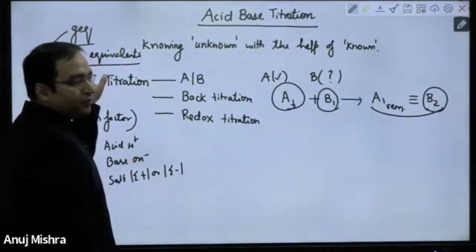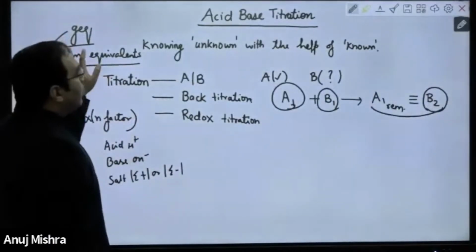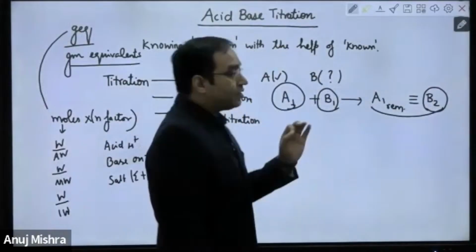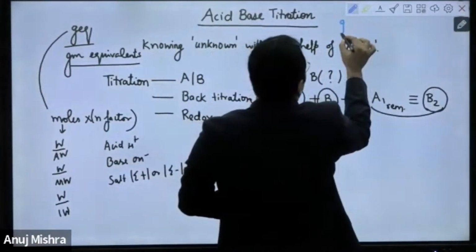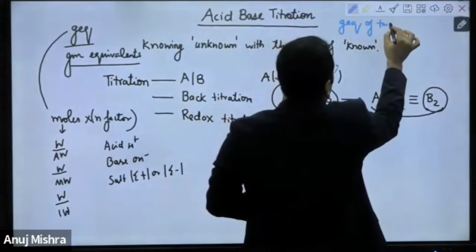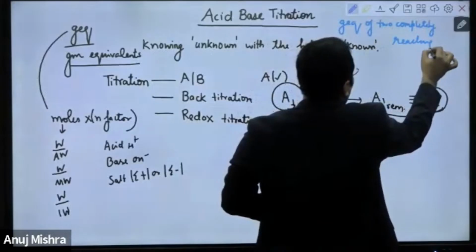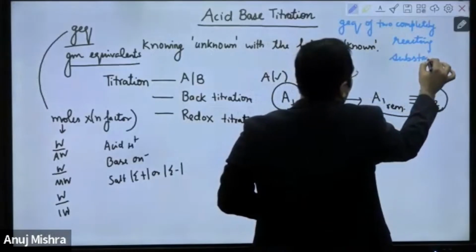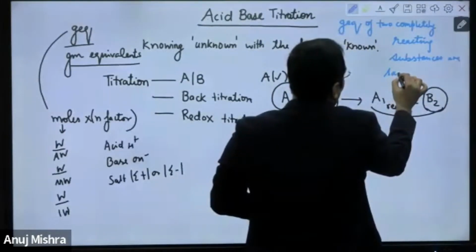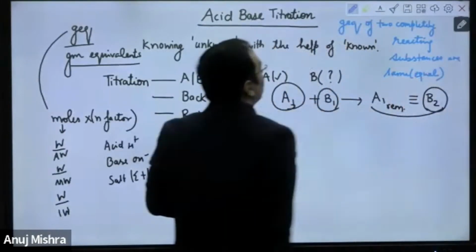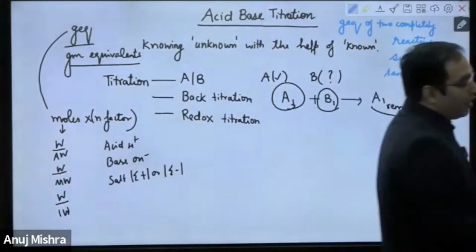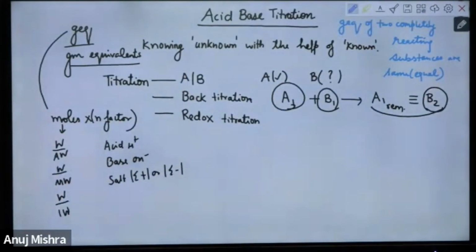So you multiply moles into n factor, and this will be gram equivalents. And gram equivalents of two reacting things are always the same. Just write on the slide: gram equivalents of two completely reacting substances are same or equal. This is basically the rule. The name itself is gram equivalent: the quantity which is equal for two different things. So gram equivalent is the same for two reactant substances. If A reacts with B, what will be the gram equivalents of both? They will be the same. Any problem in this part?